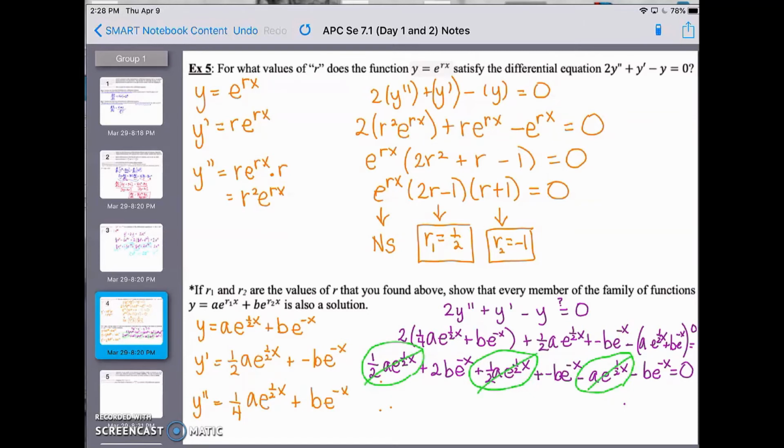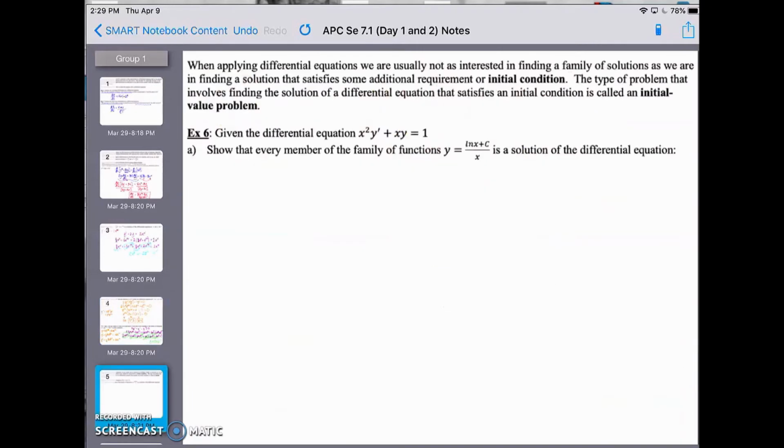And then my other like terms are my 2 b e to the negative x and my negative 1 b e to the negative x and my other negative 1 b e to the negative x. But again, positive 2 minus 1 minus 1 is going to make 0. So those three terms cancel out as well. And this is a true statement. All right, moving on to the next example.